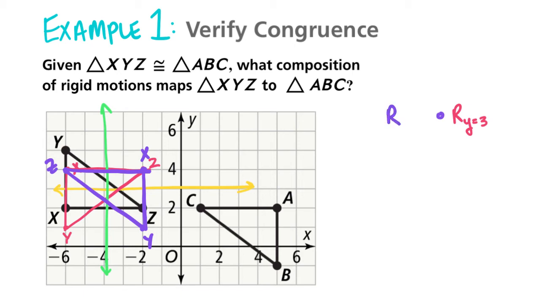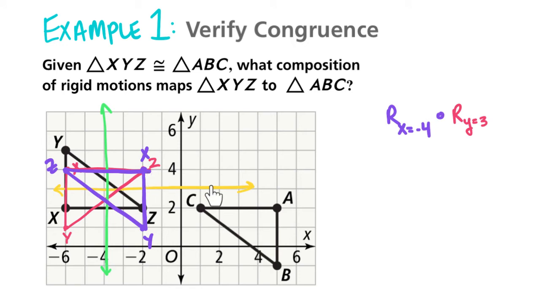I reflected it across the line x equals -4, because the green line is a vertical line going through -4 on the x-axis. So that's x equals -4. And what we can see now is that at least my purple triangle is facing the same way as this black one here that I'm trying to map it onto.